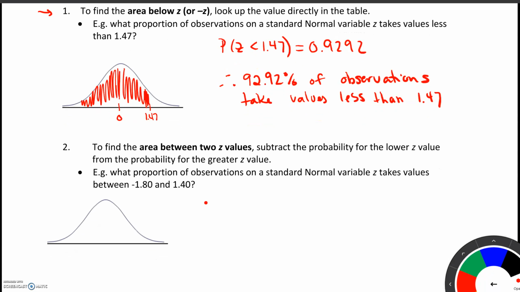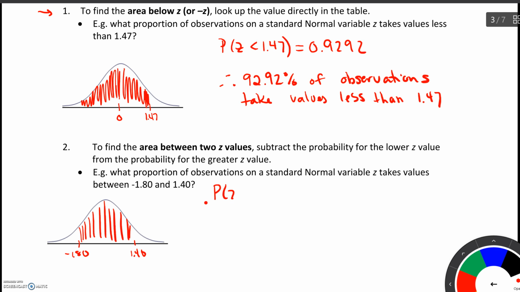Okay. The second type of question involves finding out the area between two Z values or between two variable values. So here we'd always find the cumulative probability up to the greater Z value and subtract the probability from the lower value for it. So if I wanted to know what proportion of observations take values between negative 1.80 and 1.40, then I'm trying to find this shaded area here.